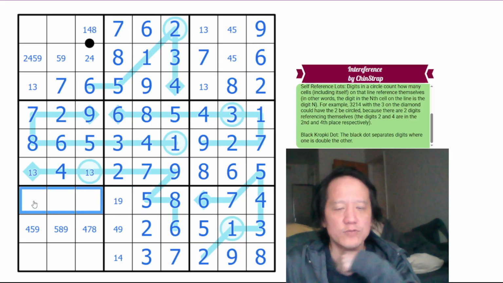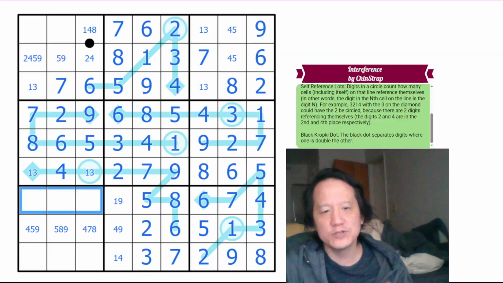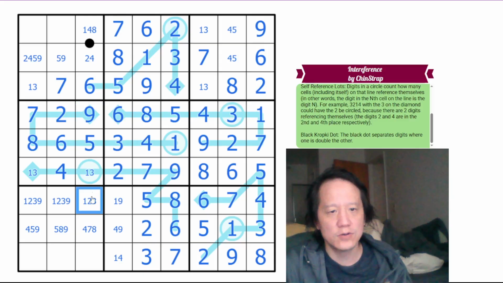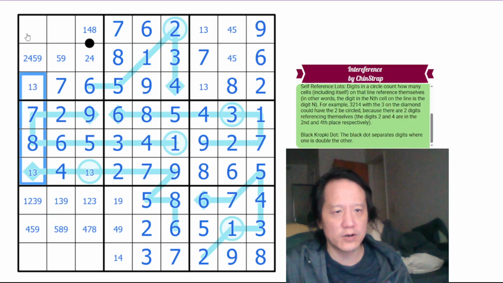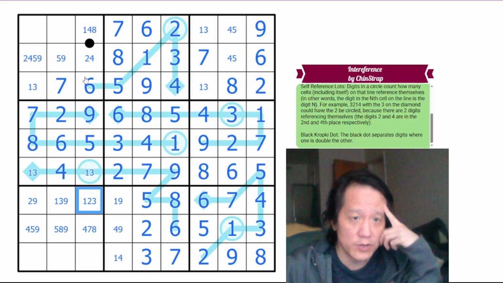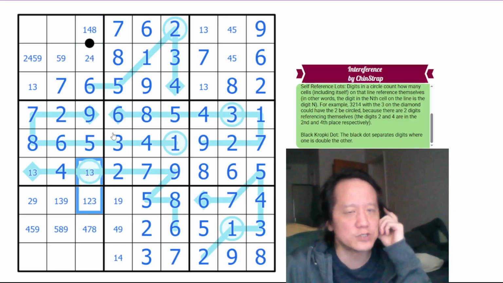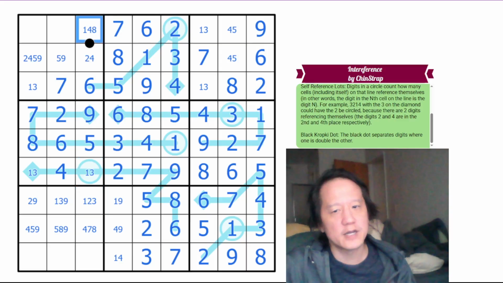Remaining digits in row 7. We have 1, 2, 3, and 9. Interesting. So this cannot be 9 here because of the 9 in the column. This can't be 2. We have a 1, 3, 1, 3 pair in column 1, which eliminates 1 and 3 in the rest of the column. Also, if this were 1 and 2, that would force both of these digits to be 3, which is impossible. So this cannot be 1 here.